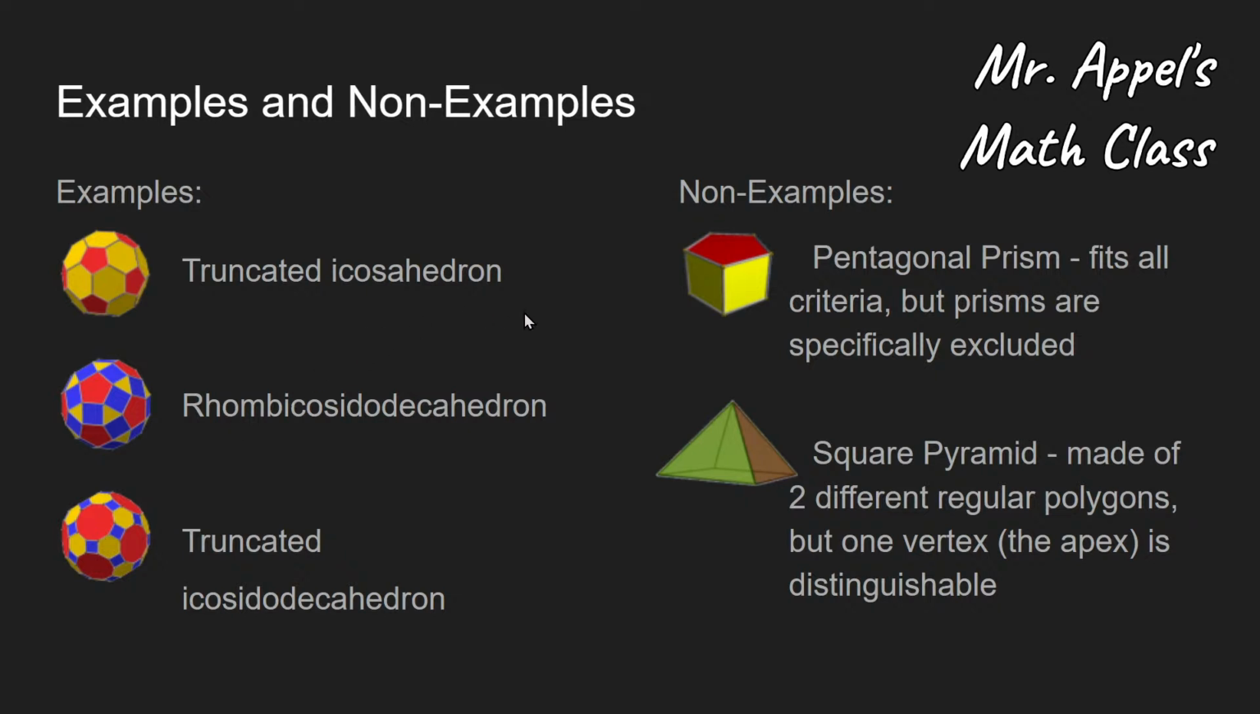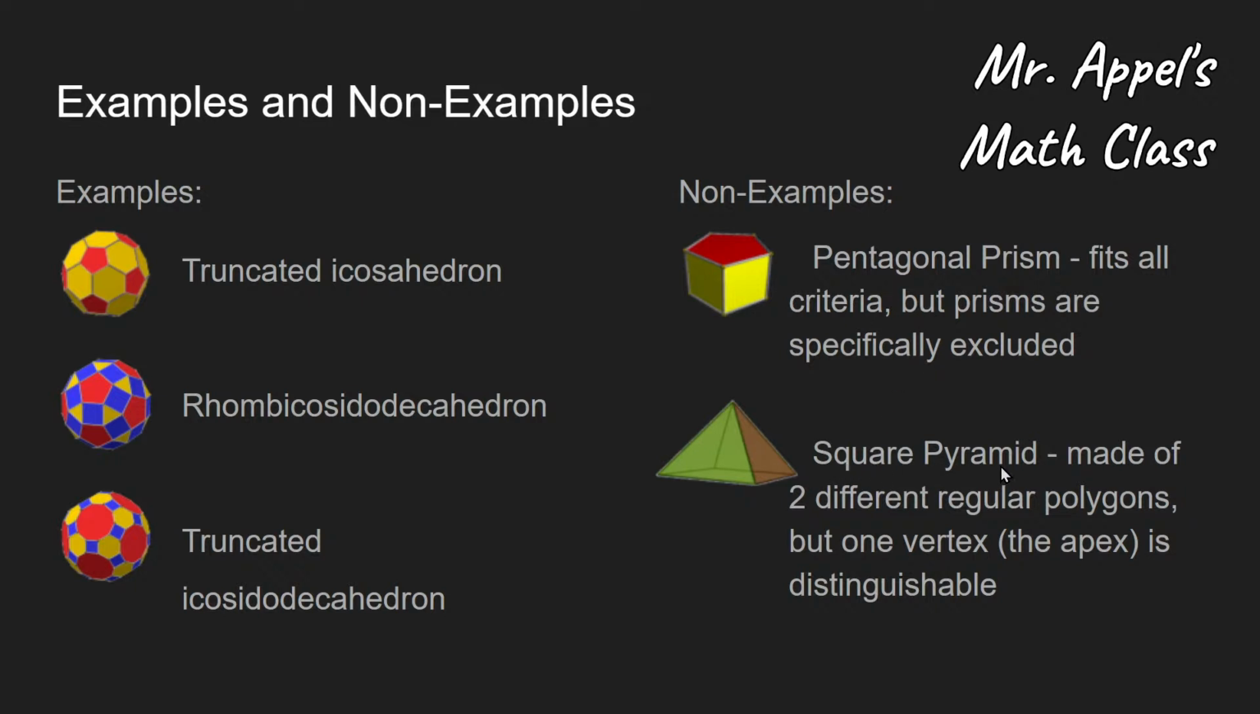Some non-examples, right? Some things that would fail that test. Pentagonal prism. It fits all of the criteria as far as regular polygons and all the same polygons at each vertex, but our definition of Archimedean solids specifically excludes the prisms, so we can't include that guy.